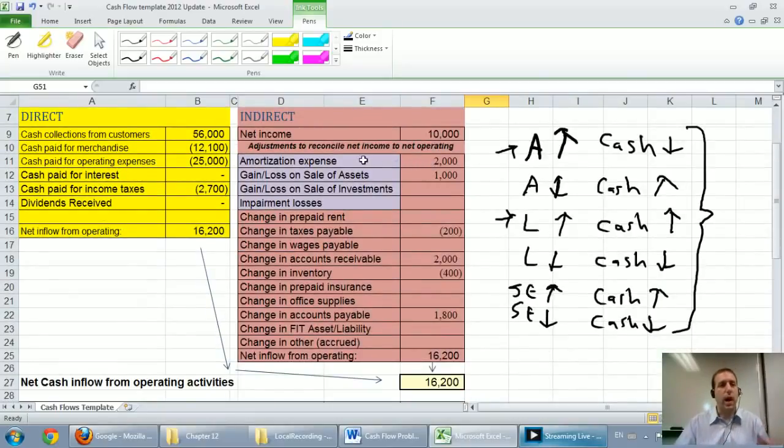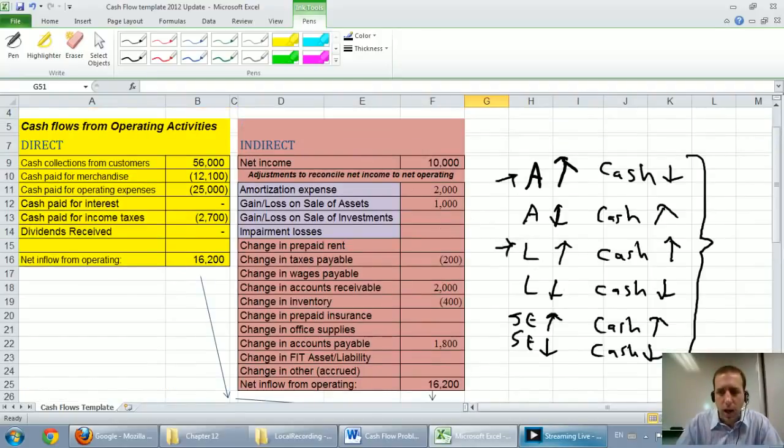I also mentioned that I much prefer the direct method because it really shows us where our money's coming from and going to, whereas the indirect method seems like a kind of backwards reconciliation method, and it tells you less, I think, about the company's actual cash flow.